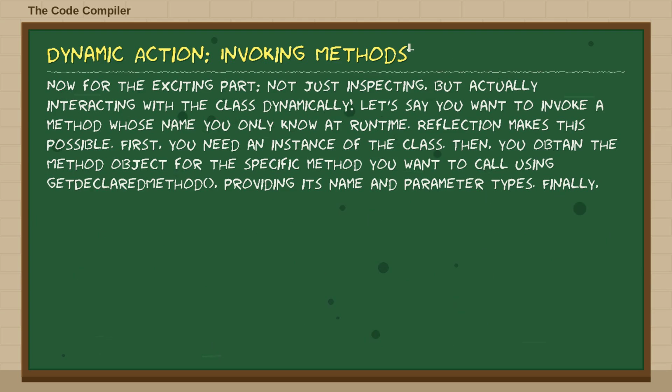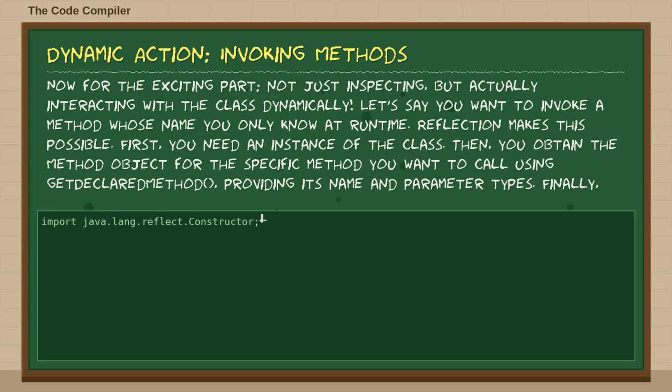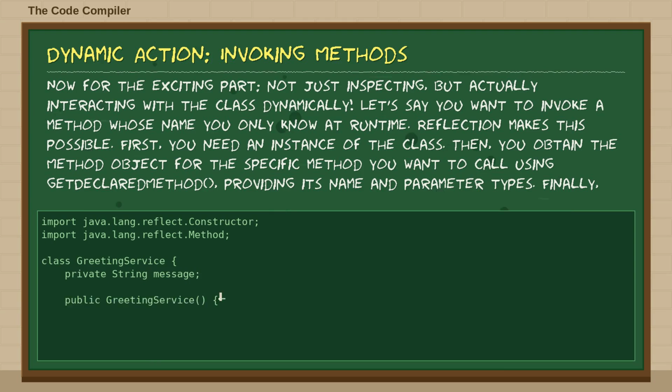This is incredibly powerful for building flexible applications, like frameworks that execute user-defined logic or serialization libraries. Let's see a complete example of how to dynamically create an object and call a method on it.